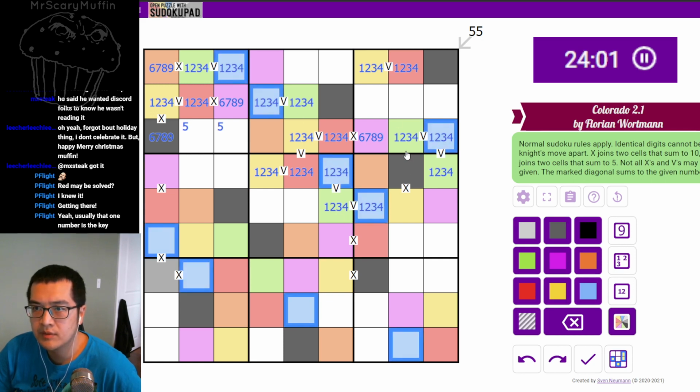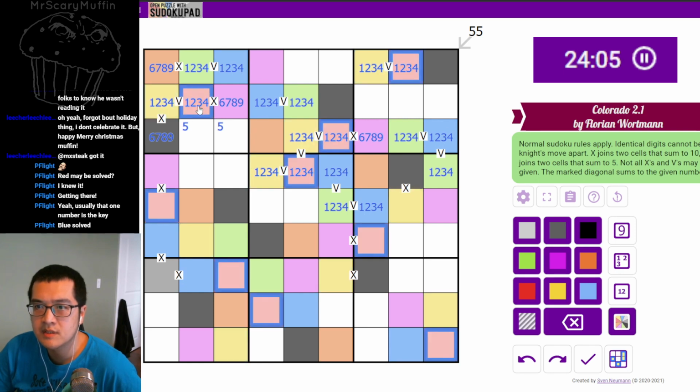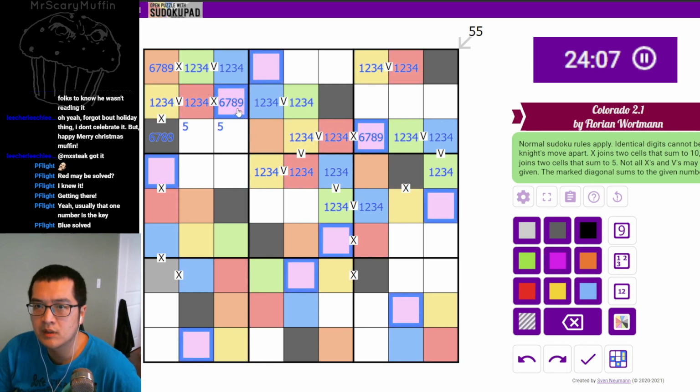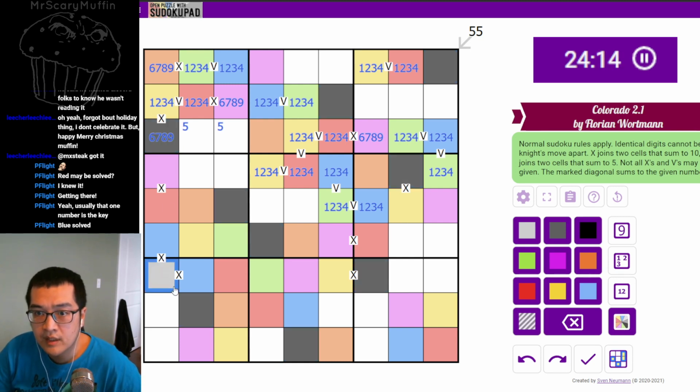Are we done with blues? 1, 2, 3, 1, 2, 3. Yep, done with blues. Yellows, we're already done. Reds, we're already done. Purples, we are done. Blacks, we are done. Yeah, we may have to... Okay, this light gray. Where does this light gray go?